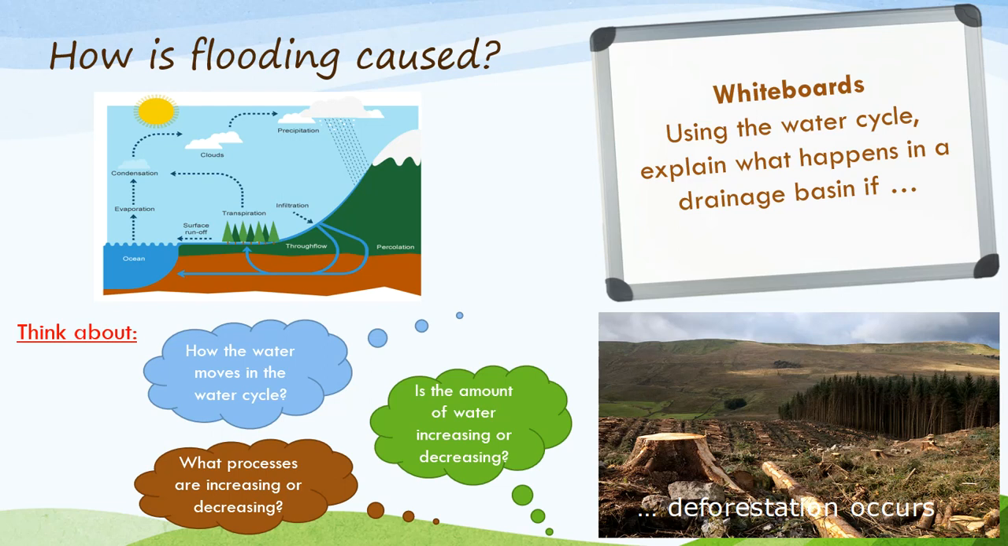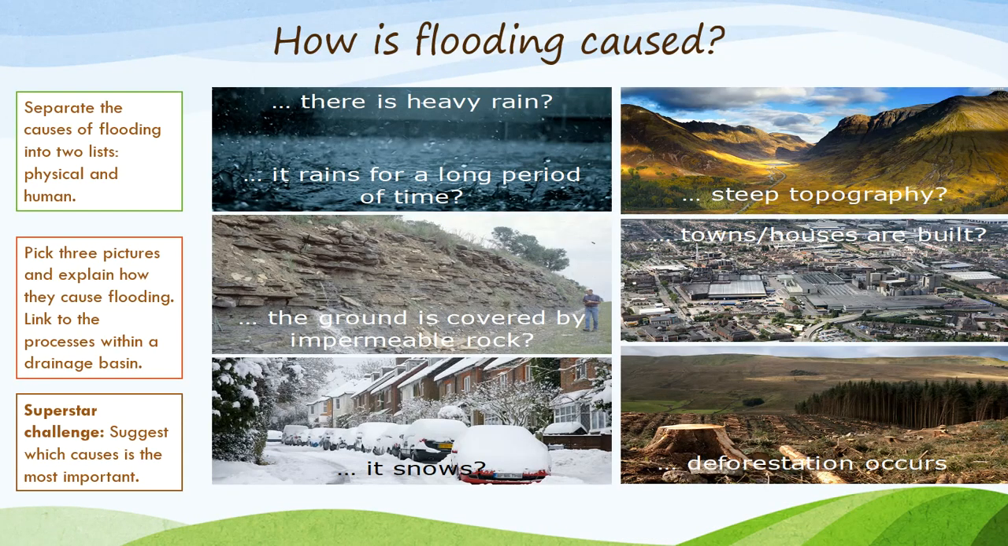Okay, so think about how the water moves in the water cycle, what processes are increasing or decreasing, and is the amount of water increasing or decreasing. So using the water cycle, explain what happens in a drainage basin if deforestation occurs. So it's just something for you to think about before we move on to the main part of our lesson.